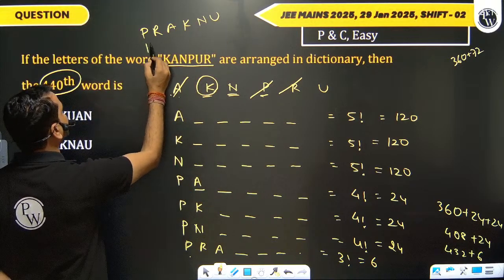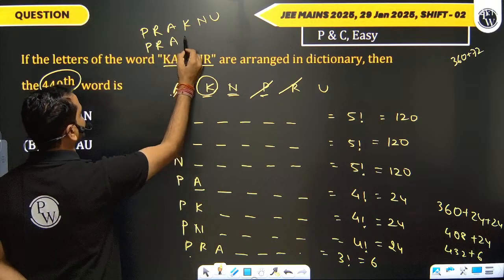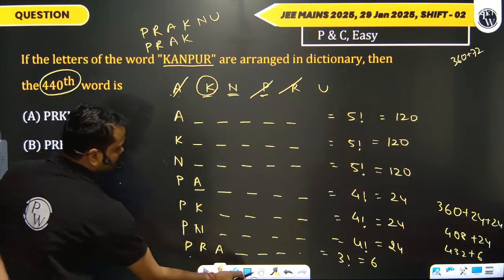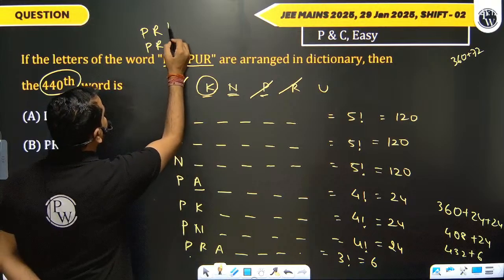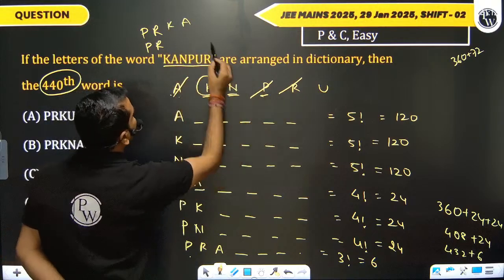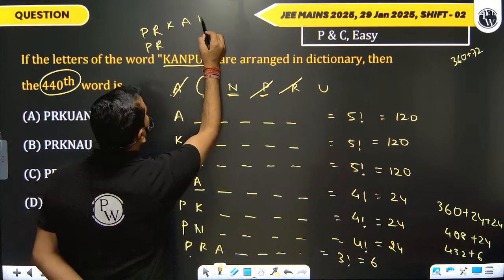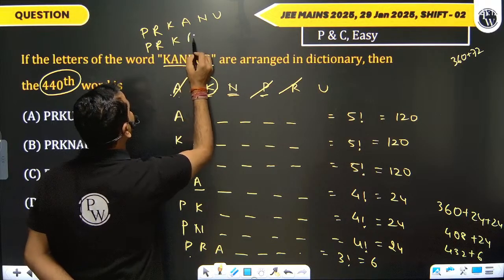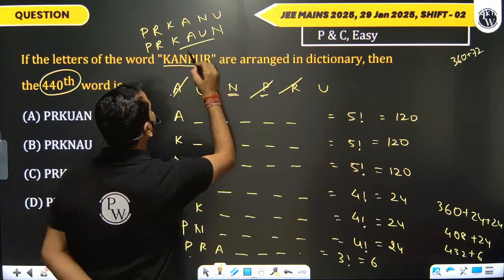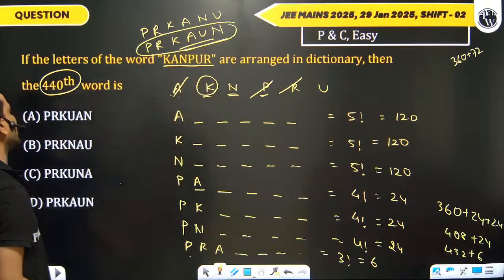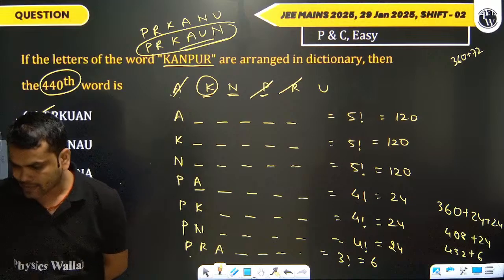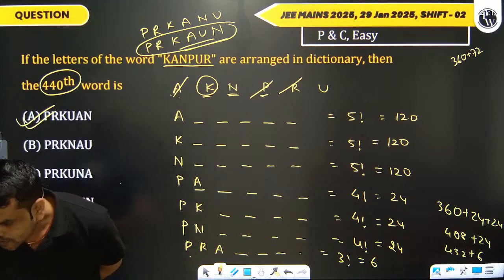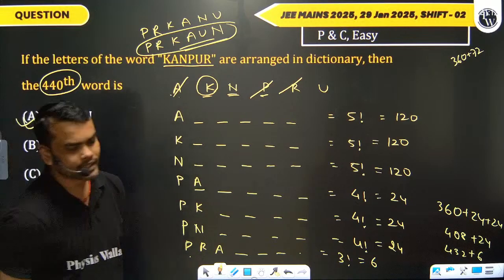Now the next P, R, A. A is also gone, sorry. So K, sorry again. So it is K, and then A, N, U, and next it will be P, A, K, U, N. So this is your 440th word. So it is answer A. Answer A is the correct one, right? So anybody answered? Answer A is correct.